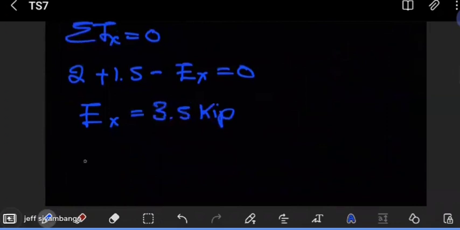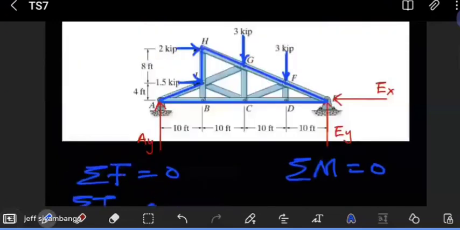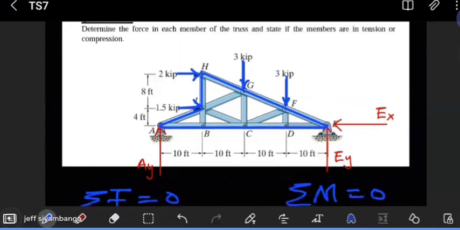When we sum forces in the Y now and also equate to 0, we see that we have 4 forces in the vertical. So we have AY, EY, and the force at G and that at F. So taking up as positive, we see that we have AY plus EY minus 3 minus 3 is equal to 0.